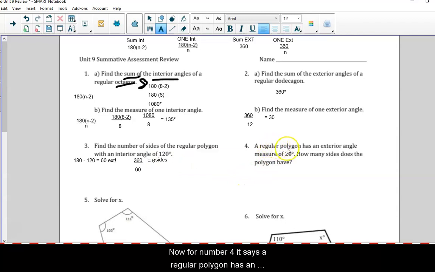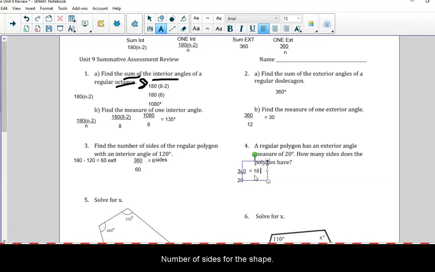Now for number 4, it says a regular polygon has an exterior angle measure of 20 degrees. How many sides does the polygon have? So if they're giving us already the exterior angle, that's fantastic. We can just use this equation here since they're giving us one exterior angle. We punch it in there and we just divide. So 360 divided by the exterior angle they're giving us will equal the number of sides for the shape. So an 18agon, if you will.